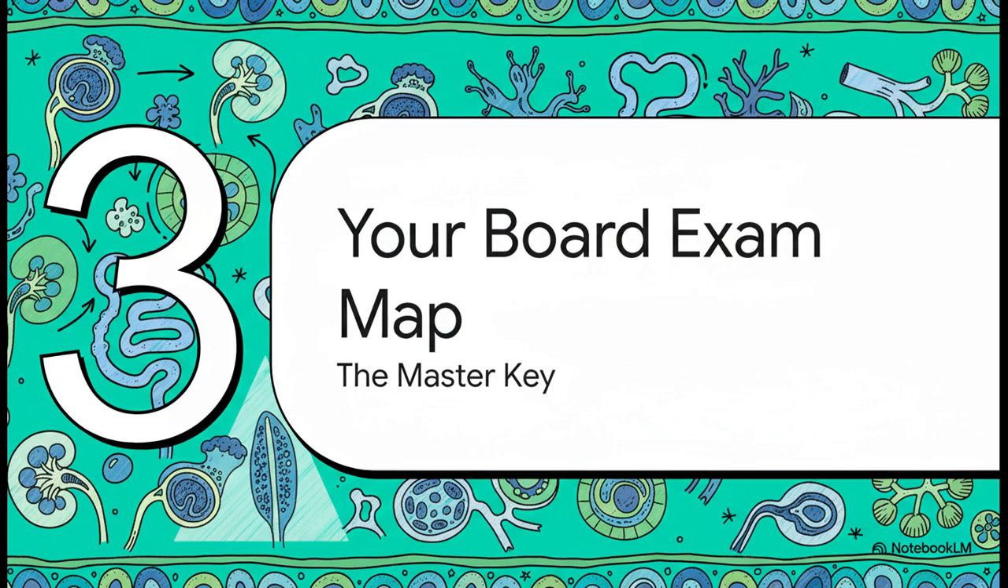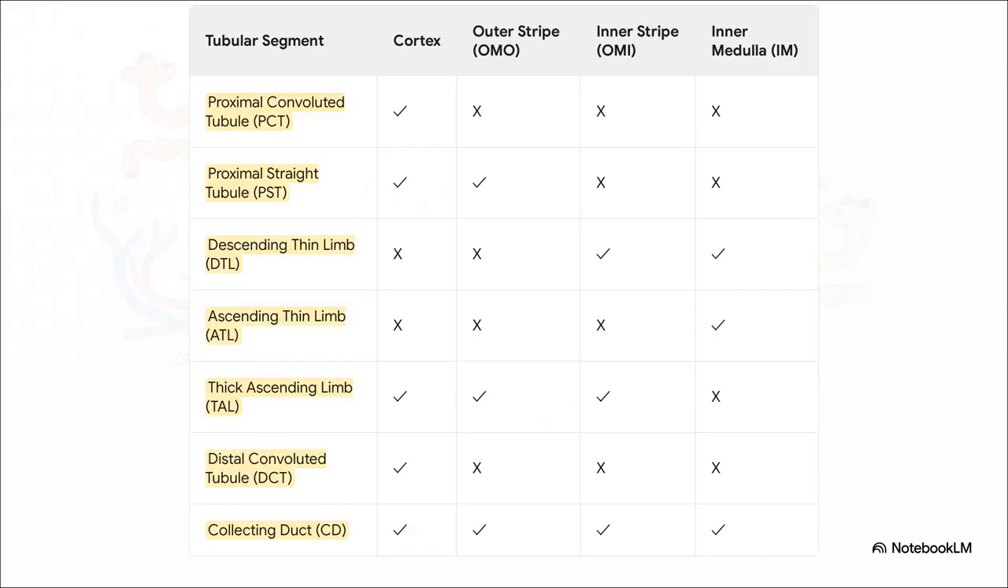So now, let's consolidate everything we've learned into one beautiful, high-yield summary. What you're about to see is your master key, the ultimate cheat sheet to avoid every single one of these traps. And here it is. This table lays it all out plain and simple. It shows you exactly who lives where.